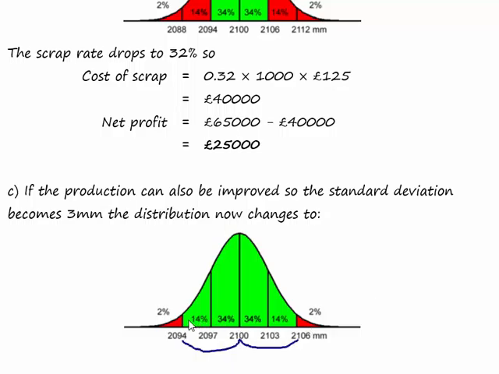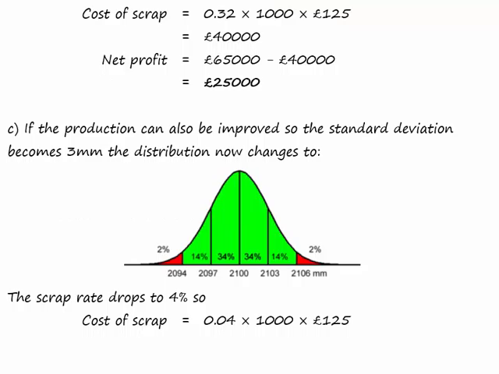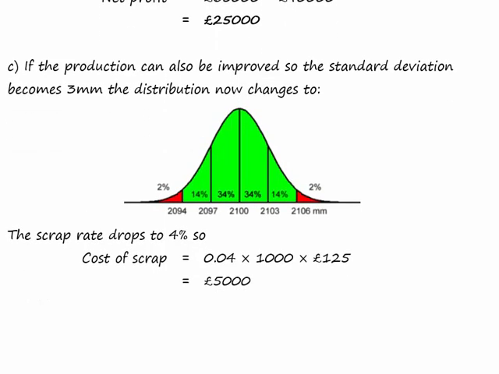But now we've got 14 plus 34 is 48, plus another 48 is 96, so we have a total scrap rate of 4%. 4% of 1,000 is 40 struts. 40 times 125 gives us 5,000. 65,000 minus 5,000 gives us a net profit of 60,000.